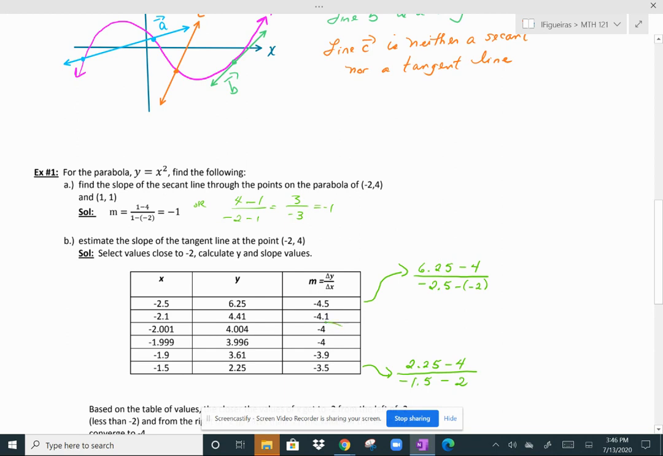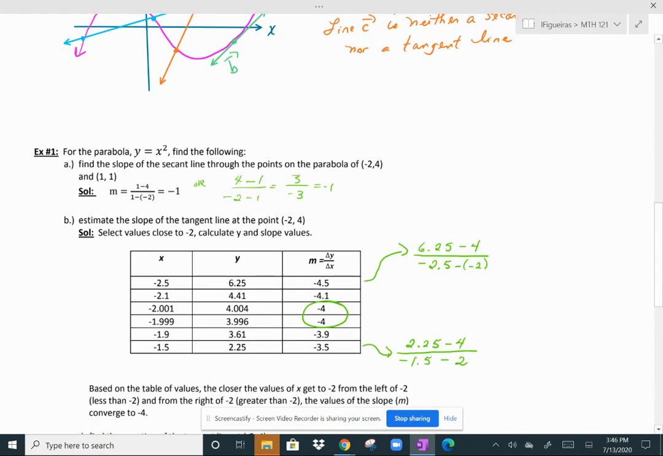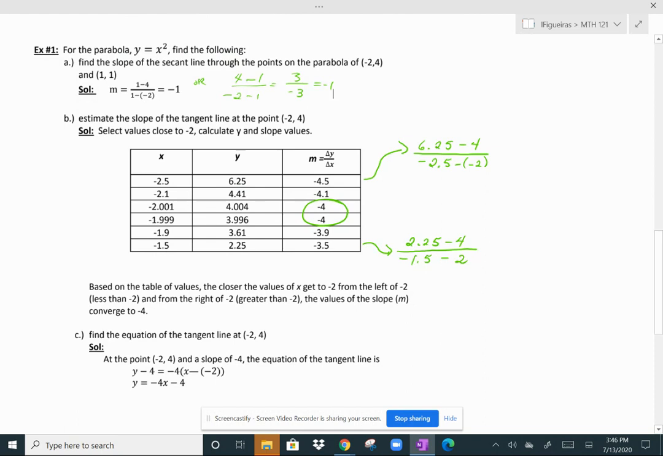So you can estimate that the slope, when you get really close to the point you're interested in, is negative 4, which is the conclusion that we draw here based on the table of values. The closer the values of x get to negative 2, from the left side of negative 2, and from the right side, the slope value is converging to negative 4. So that's a good estimate.